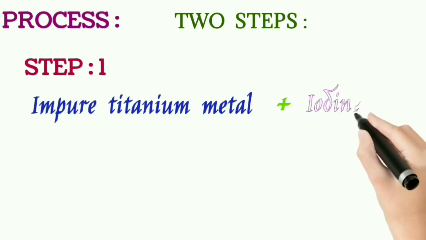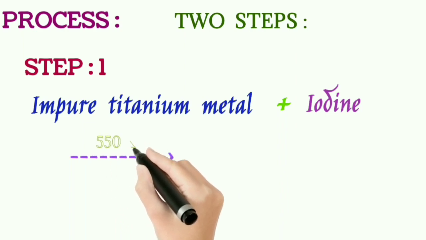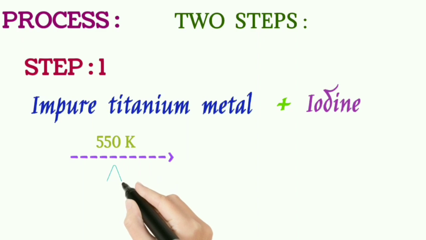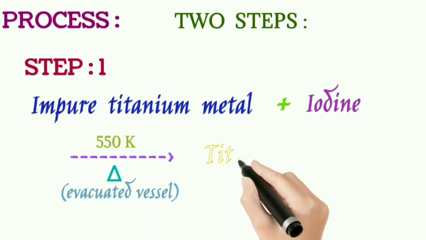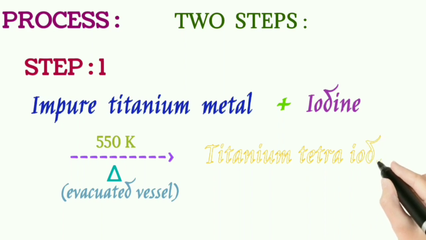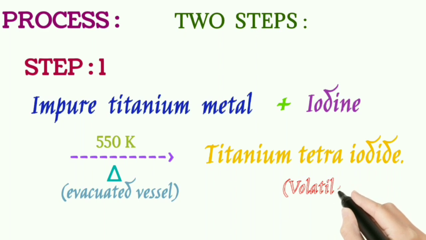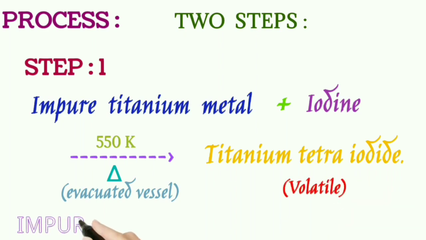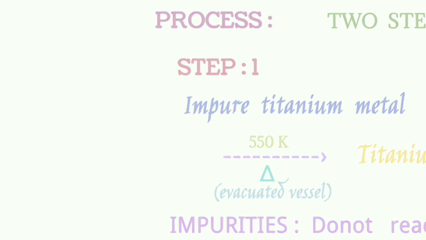So this iodine reacts with the impure titanium metal, and at the temperature we have to maintain of about 550 Kelvin, that is, we have to heat in an evacuated vessel. Evacuated vessel, already I told you that it is a vacuum vessel, the vessel which has vacuum condition inside it, and vacuum is an empty space. Okay. Now we are getting titanium tetraiodide, that is a volatile compound, where the impurities are left behind, they do not react with the iodine. So it is very easy to remove the impurities by the first step itself.